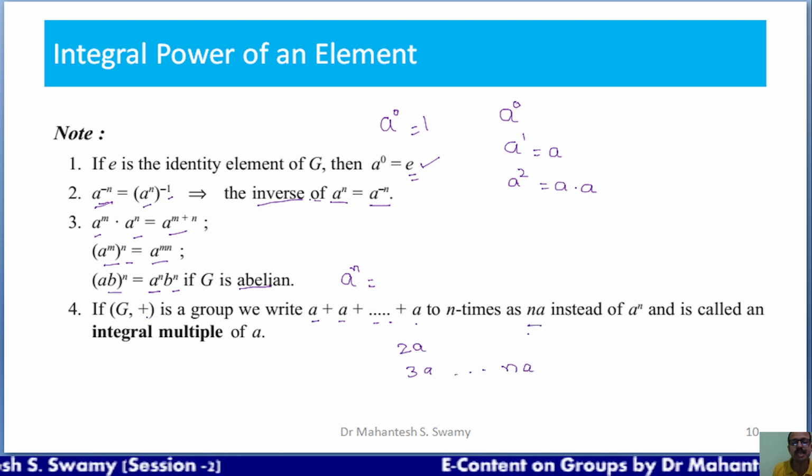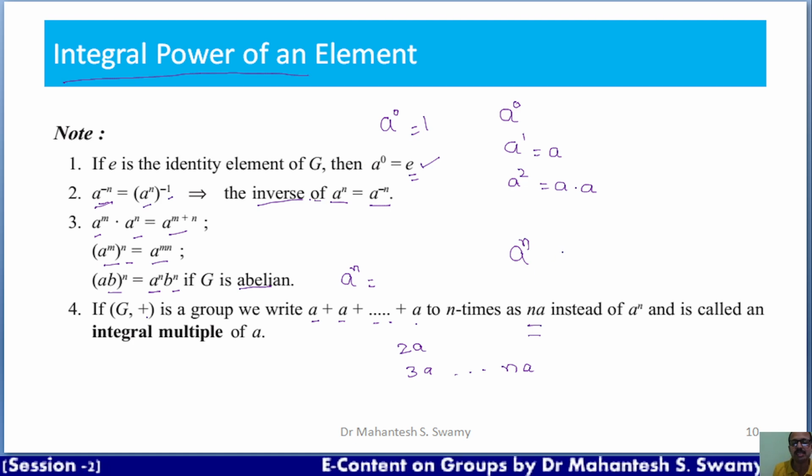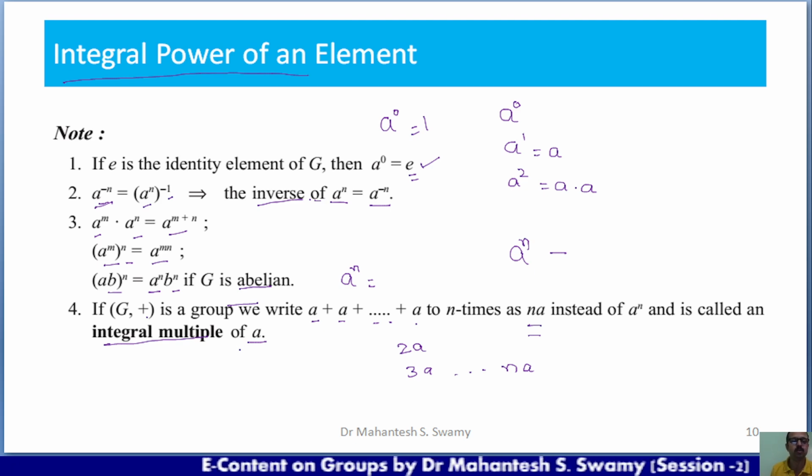So na is now playing the role of a^n, which was the notation of the integral power of an element a. Here na is called an integral multiple of a. Instead of an integral power of an element, it is called an integral multiple of a. This is in the case of an additive group. It is the same as the integral power of an element in the case of a multiplicative group.